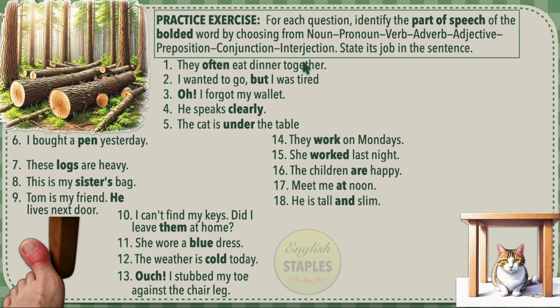They often eat dinner together. So the word that's bolded is often. We have to decide which part of speech is often. If you say adverb, I agree. It's the adverb of frequency. State its job in the sentence. What it's actually doing is telling us how often they eat.